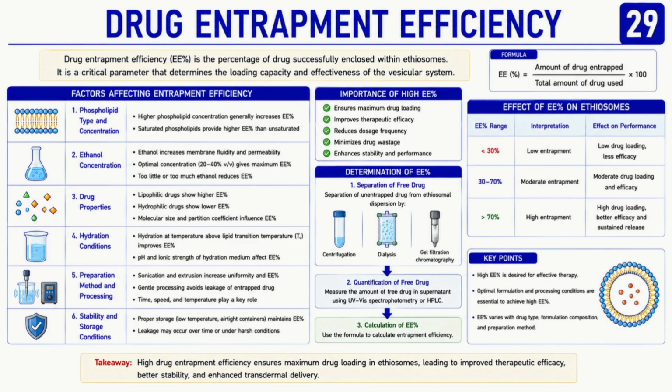The method used to separate the free drug from the vesicle-associated drug is critical here. The common approaches include centrifugation, ultracentrifugation, dialysis, or size exclusion techniques, depending upon the formulation. The analytical method must be validated because inaccurate separation can produce misleading entrapment values.